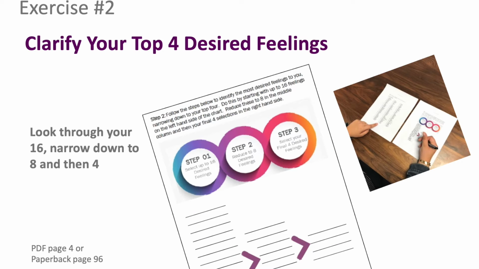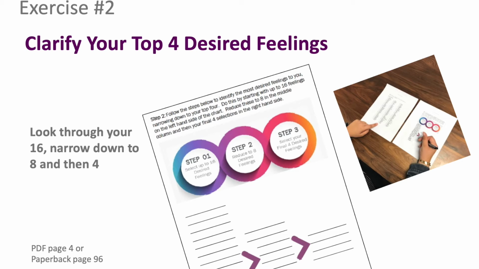The exercise is to take that list, and you can see a picture here. If you're using the PDF, you can do it like this side by side, or in your book, you'll have to open to page 96 to do this. But you're going to take your list of 16 desired feelings, and you're going to just narrow them down.